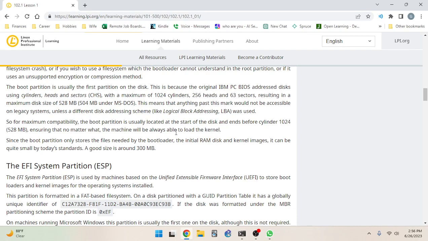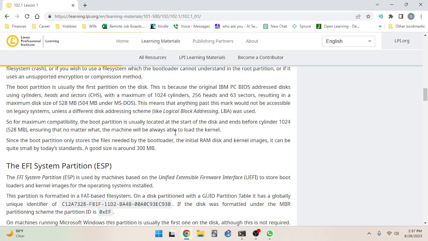The boot partition is usually the first partition on the disk. This is because the original IBM PC BIOS addressed disks using cylinders, heads, and sectors, CHS, with a maximum of 1,024 cylinders, 256 heads, and 63 sectors, resulting in a maximum disk size of 528 megabytes. Under MS-DOS, it's only 504 megabytes.